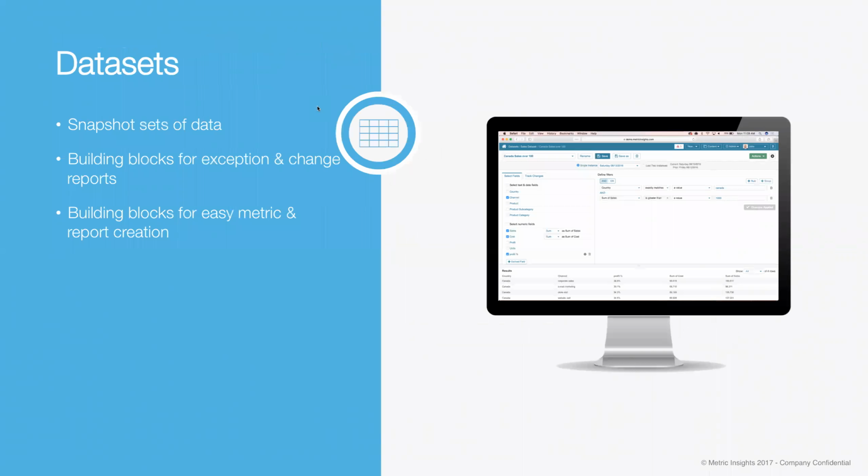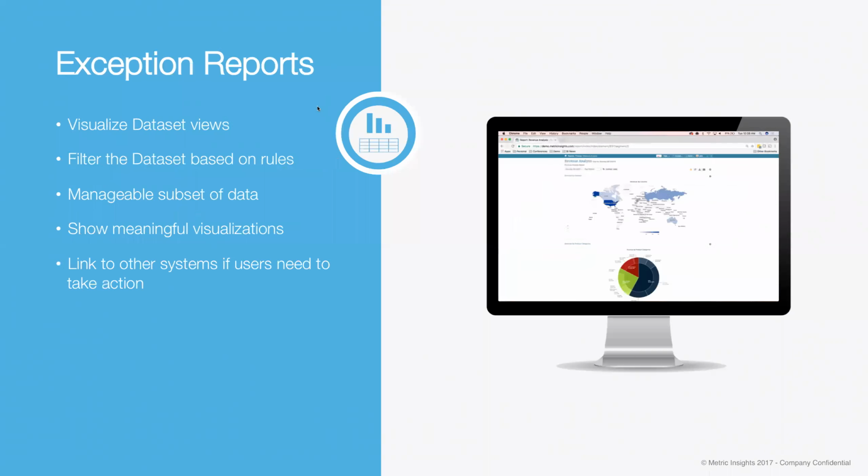And this is the ability for us to take a snapshot of a set of data that could be coming from anywhere, a database, a dashboard that you have, and start to drive different reports within the system that might be meaningful. And one of those is the concept of an exception report, which is a visualization of that data set where we filtered it down based on a set of rules to a manageable set of exceptions that a user can go and take action on.